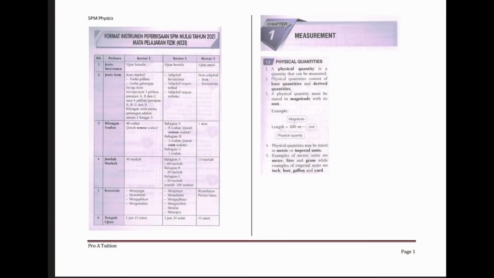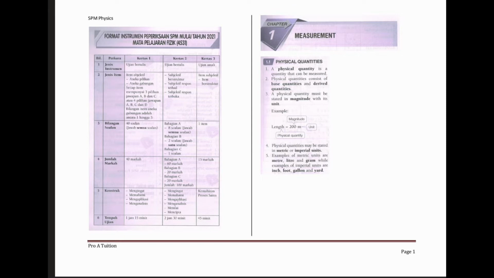So first of all, for these physics lessons, you can see they give us the exam format for SPM. Of course, this is the new syllabus from the year 2021. So it's a little bit different in terms of the chapters. So you see the exams format.